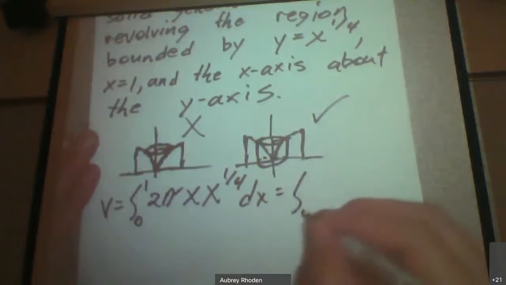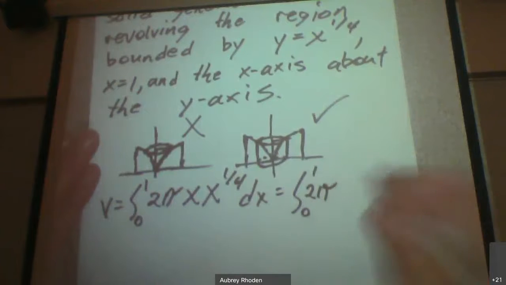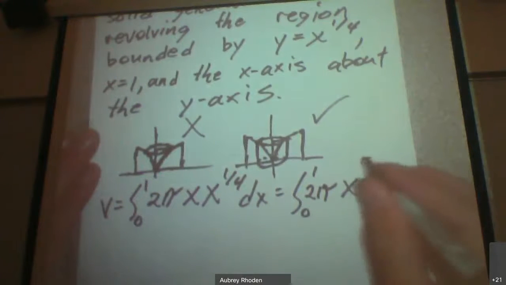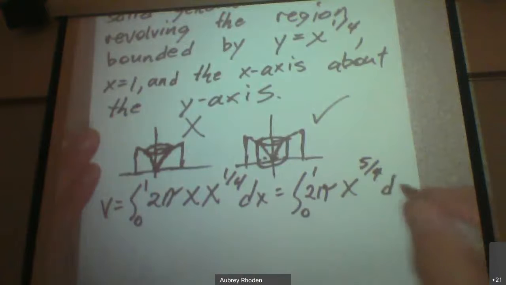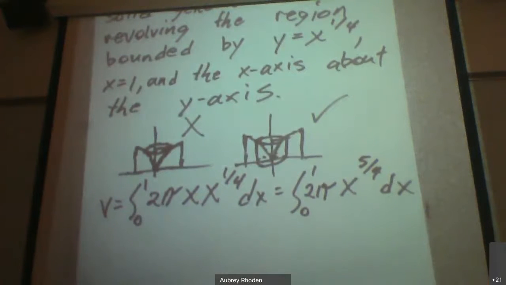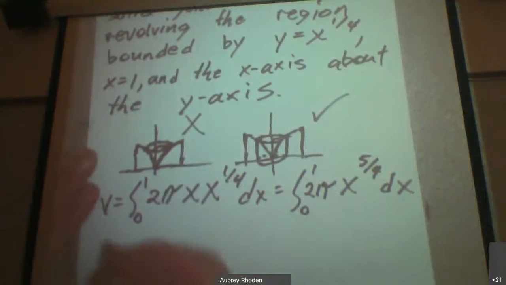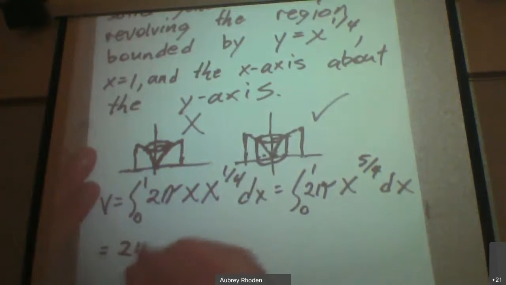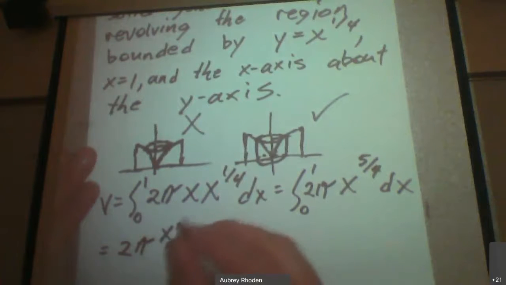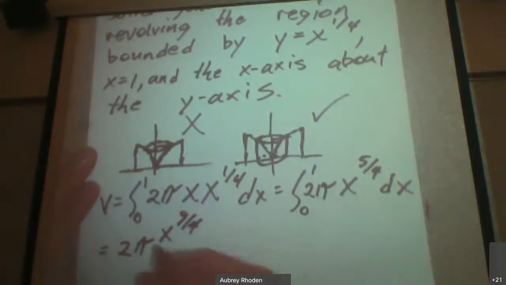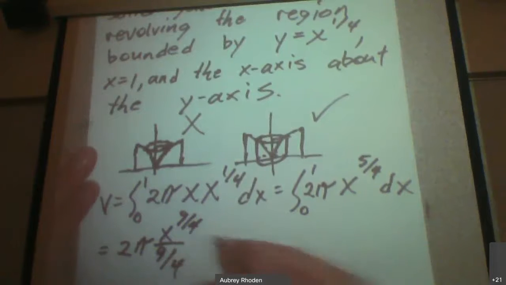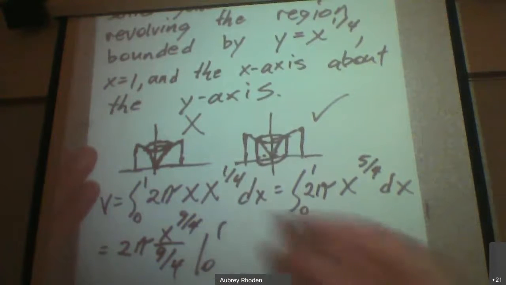And so that becomes the integral from 0 to 1 of 2 pi, if I combine these, okay, now we're just integrating x to the 5 divided by 4. And so this is going to equal 2 pi times x to the 9 divided by 4, divided by 9 divided by 4, evaluated at 0 and at 1.